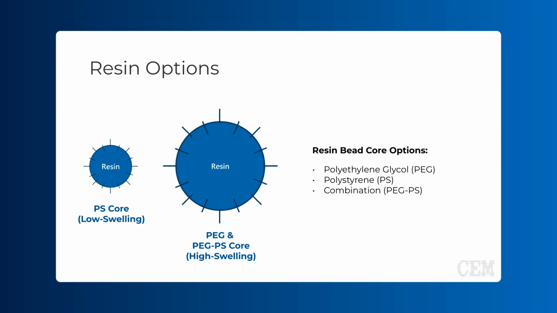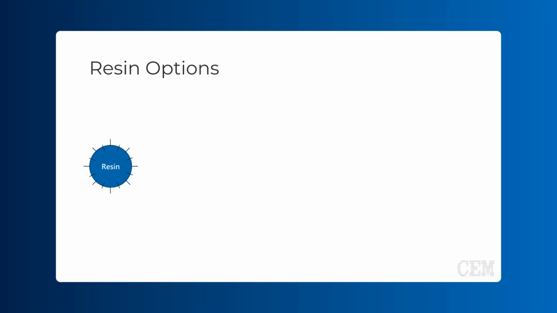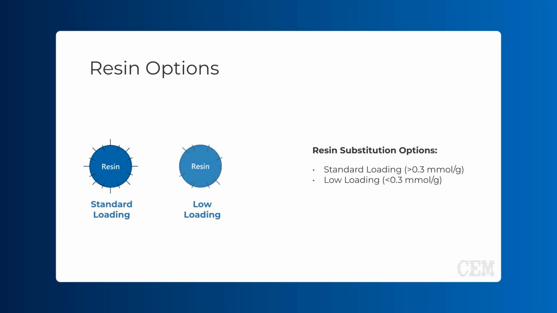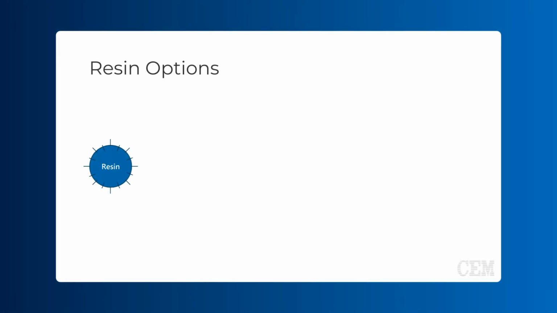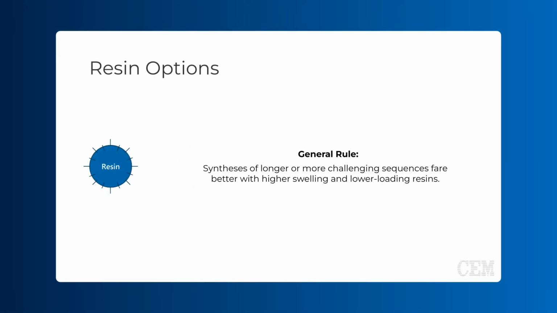Another important resin property is substitution, or the density of peptide anchor points, which is typically measured in millimole per gram. It indicates the loading capacity of the resin, or how many peptide chains can be synthesized per gram of resin. Like swelling, substitution is important for optimizing yield and mitigating steric hindrance. For lengthier and/or bulkier sequences, a high-swelling and low-loading resin is always recommended. This information is disclosed by all commercial resin retailers.